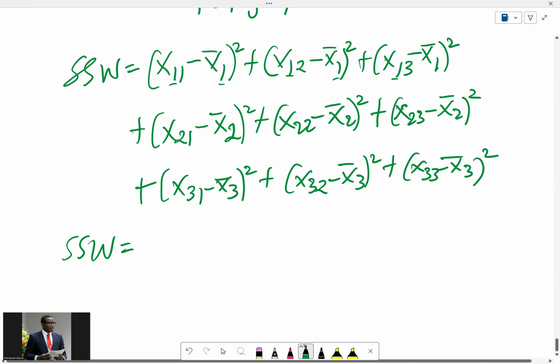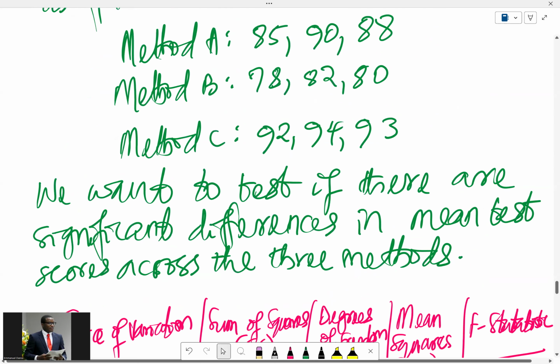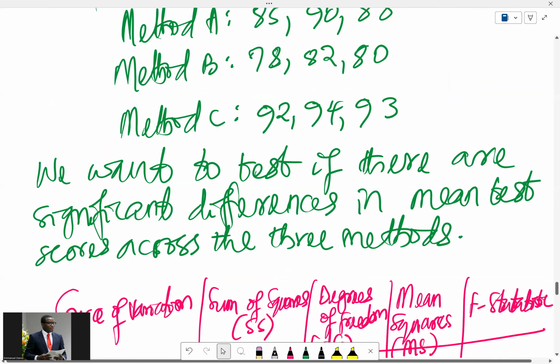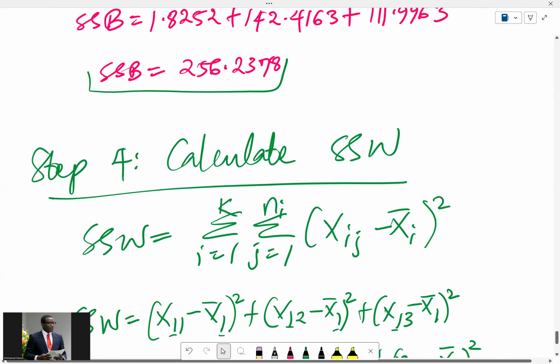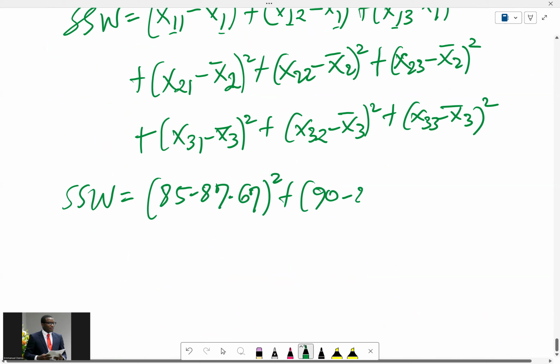So X11, that's the first number in group 1. X11 is 85, X12 is 90, X13 is 88. And X1 bar is the average, which is 86.67. So let's do all that. And there we have 85 minus 87.67 squared plus 90 minus 87.67 squared plus 88 minus 87.67 squared. That's the first one. Next, we go to group 2.